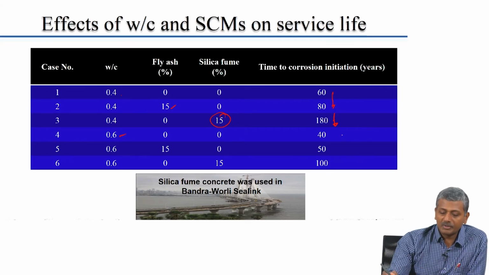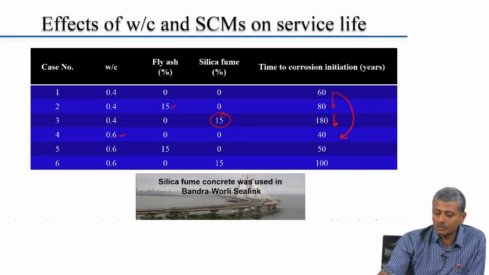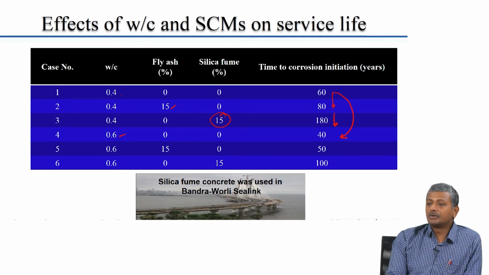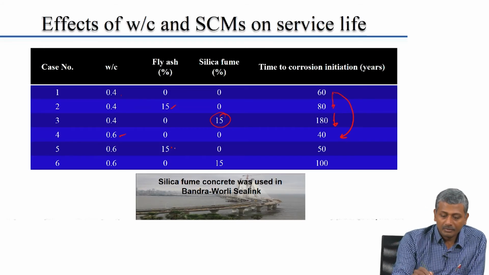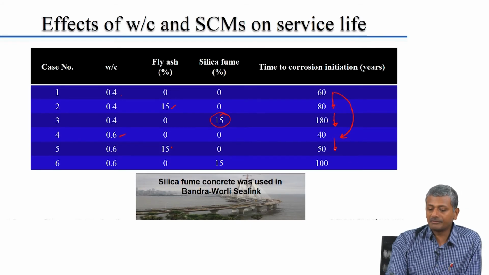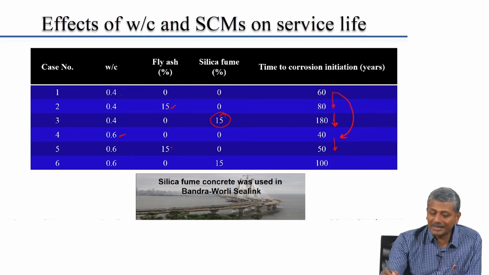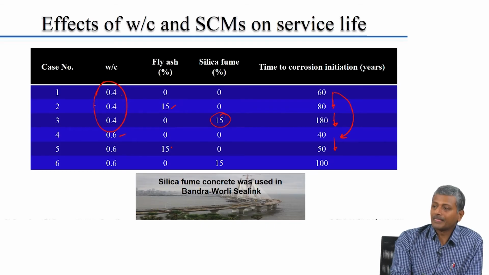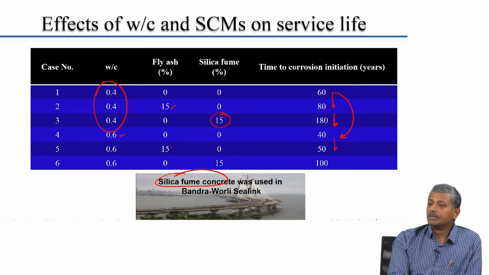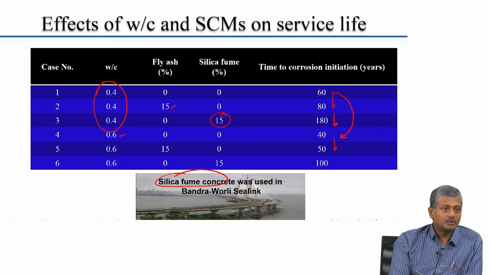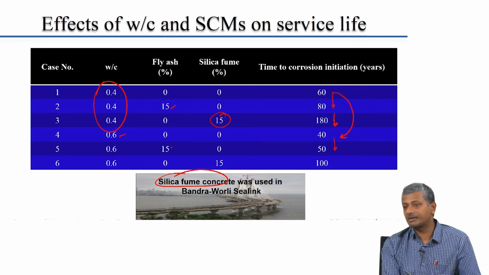With 0.6 water cement ratio, from 0.4 to 0.6 when you change water cement ratio, you are losing about 20 years of service life, obviously because lower water cement ratio implies a better performance. Again here the impact on service life is not as great as the impact at lower water cement ratio. Again, for Bandra Worli Sea-Link, silica fume concrete was used with some considerations of the Life 365 based design to understand whether it would meet the demands of the long service life in an extremely aggressive environment.